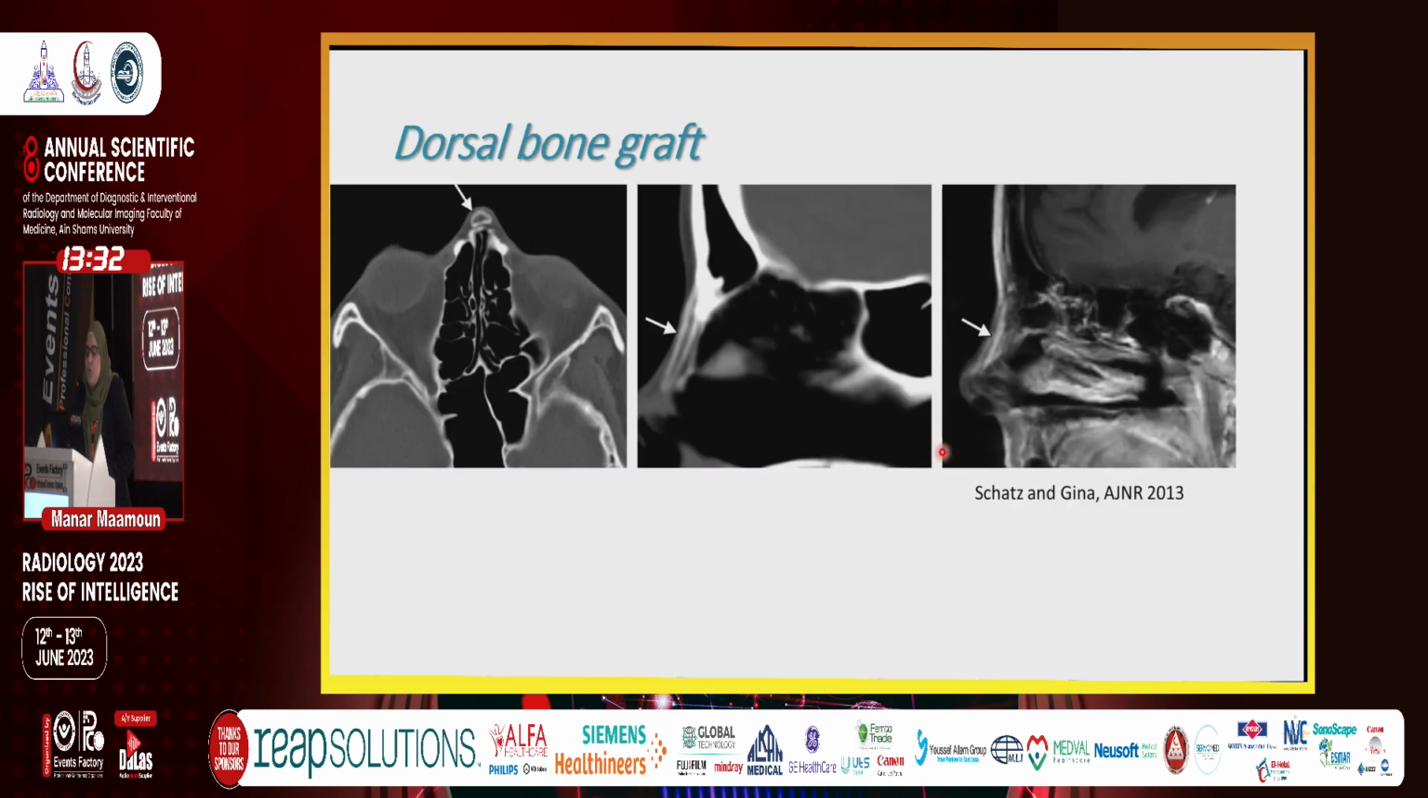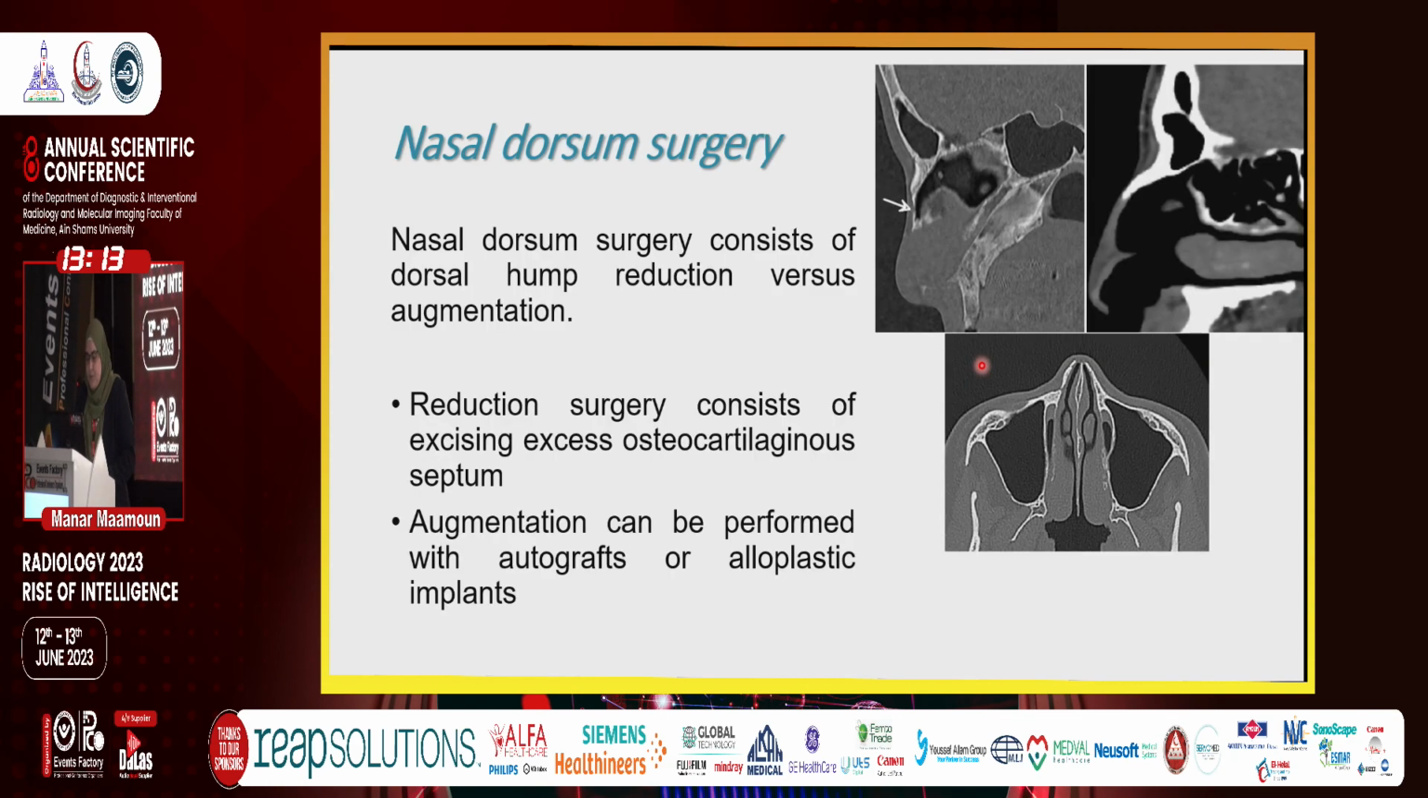Augmentation can also be done with an autograft like bone graft. The bone graft appears with hyperattenuated cortex and internal fatty signal of the bone marrow. It could be best visualized on MRI, where the fatty bone marrow shows hyperintense signal and the cortex is hypointense. Nasal dorsum surgery could include dorsal hump reduction that can be done with reduction surgery as shown here. Compare it with the preoperative hump.